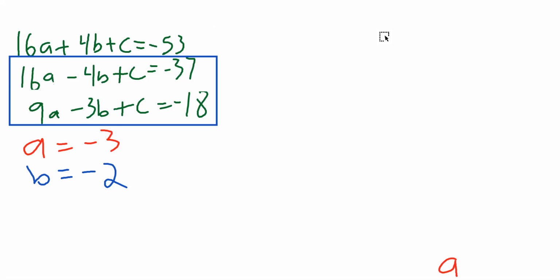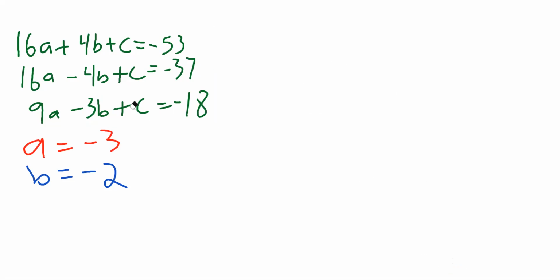So we've done the bulk of the heavy lifting here. We've found two of our three variables. Now to find C, the third variable, we can literally use any of these three equations: equation 1, 2, or 3. Plug in this A value, plug in this B value, and then you'll only have C left over.